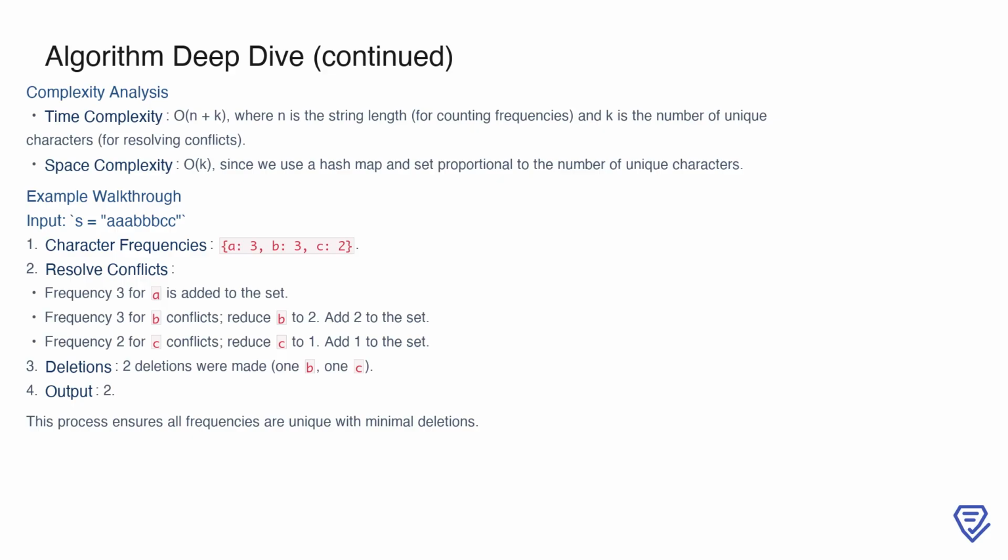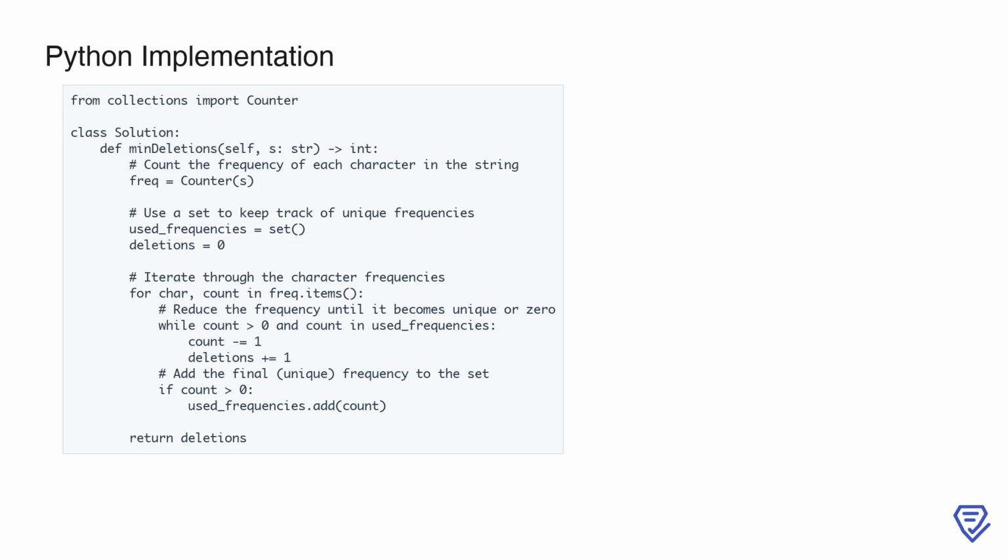The result is that all frequencies are unique, and the output is 2, representing the minimum deletions required. This ensures the solution is both optimal and efficient. This solution efficiently determines the minimum deletions required to make all character frequencies in a string unique. Here's a detailed explanation of the approach.